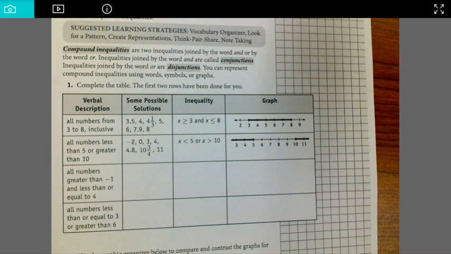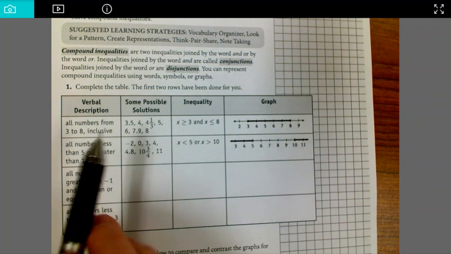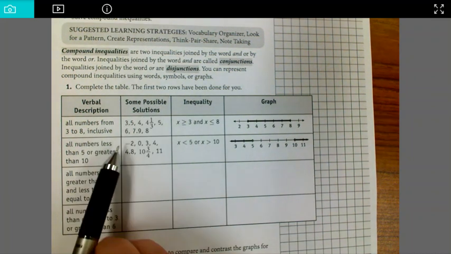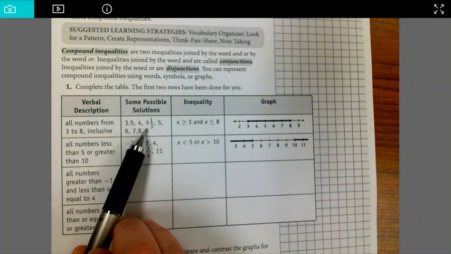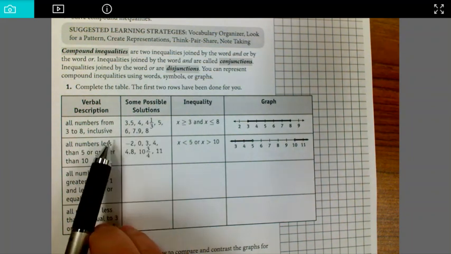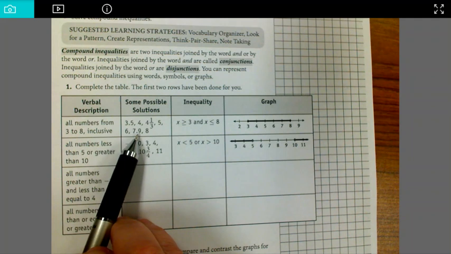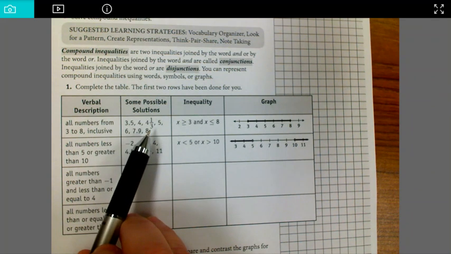Number 1 says, complete the table. The first 2 rows have been done for you. The first row says all numbers from 3 to 8 inclusive. Now, inclusive means including. Okay, so notice that they said some of their possible solutions were 3.5, 4, 4 1/3, 5, 6, 7.9, and 8.